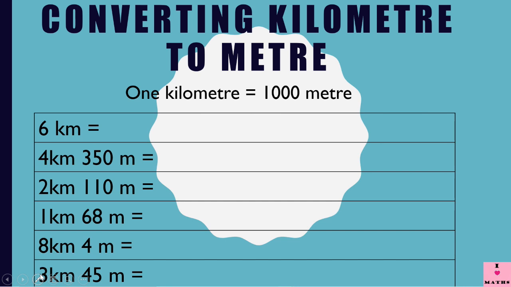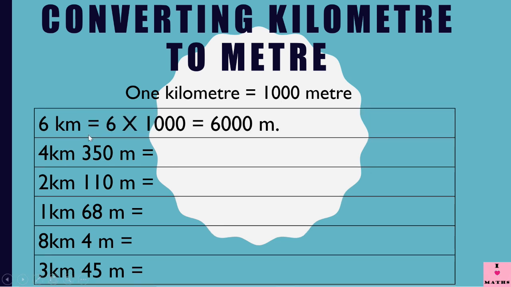Okay, in this slide we are going to do the reverse process. We are going to change kilometer to meter. Now we have learned already that in 1 kilometer there are 1000 meters. 2 kilometers will have 2000 meters, 3 kilometers will have 3000 meters, 4 kilometers will have 4000 meters, and so on. 6 kilometers will have 6000 meters. Why? Because we are multiplying 6 with 1000. So we get 6000 meters.